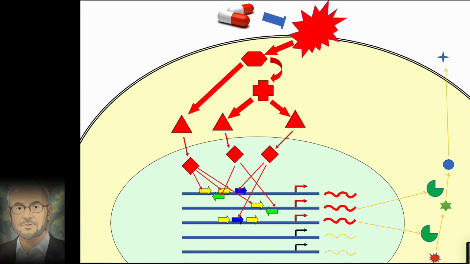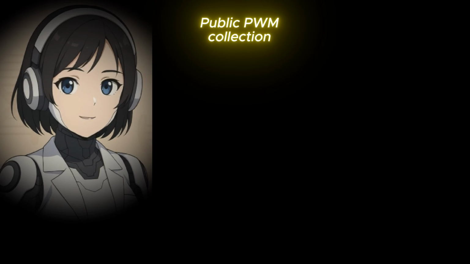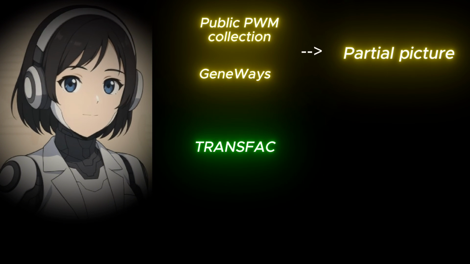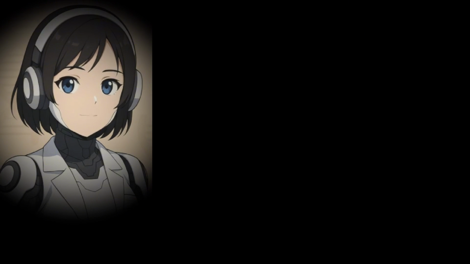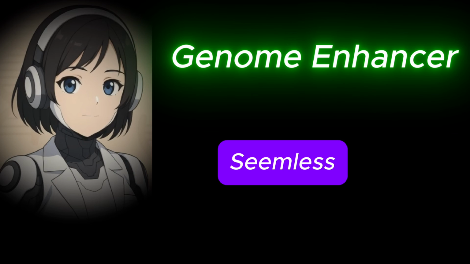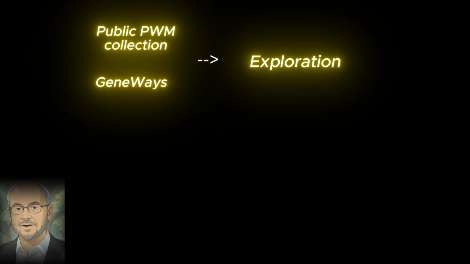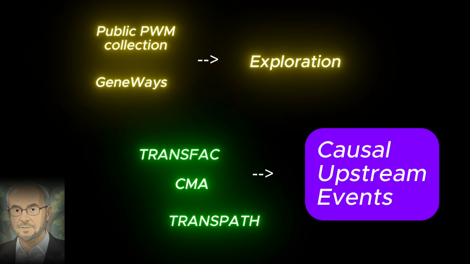It integrates TRANSFAC for motif and CMA analysis, TransPath for upstream network reconstruction, and human PSD for linking results to diseases, biomarkers, and therapeutic compounds. So starting with the public PWM collection and GeneWays gives you a sketch, a partial picture, but moving to TransFac, CMA, and TransPath turns that sketch into a detailed, context-specific map, and Genome Enhancer makes it all seamless. Precisely. The free tools are excellent for exploration, but when you need completeness, accuracy, and the ability to see causal upstream events, the licensed databases are essential.